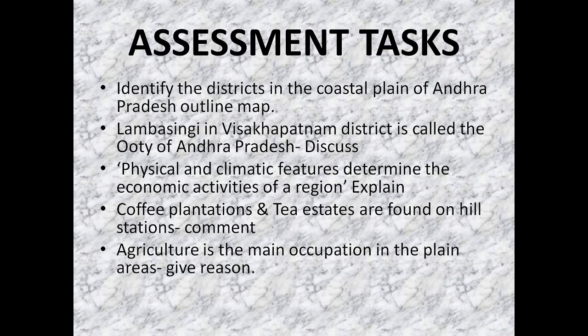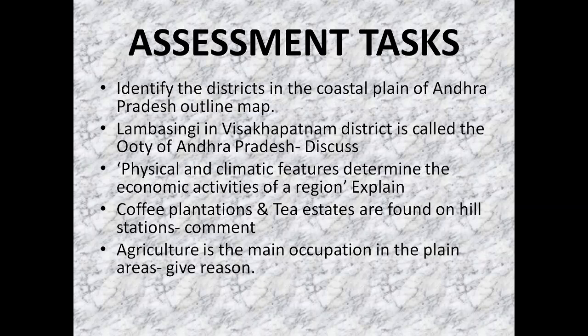Similarly, after discussions, we can give some assessment tasks like identify the districts in the coastal plain of the Andhra Pradesh outline map. So they will locate the districts in the map, and if we ask them to draw the map on their own, they can also draw, and the mapping skills will be developed. Similarly, some discussion points, some explanation points and a point for comment and give reason. During these discussions, children will come out with their outlook, and they will guess. They will also question the teacher to clear their doubts.